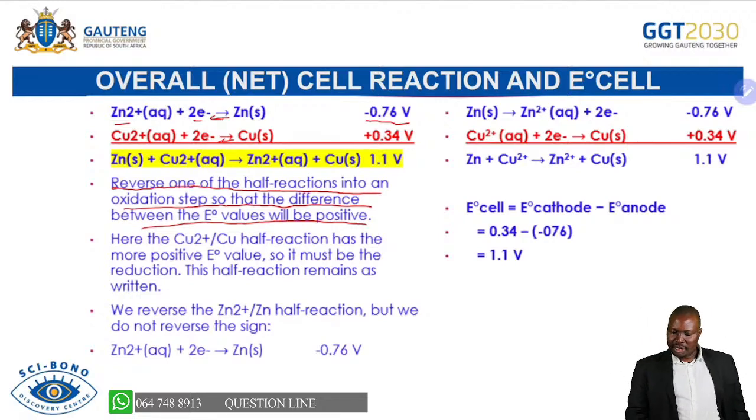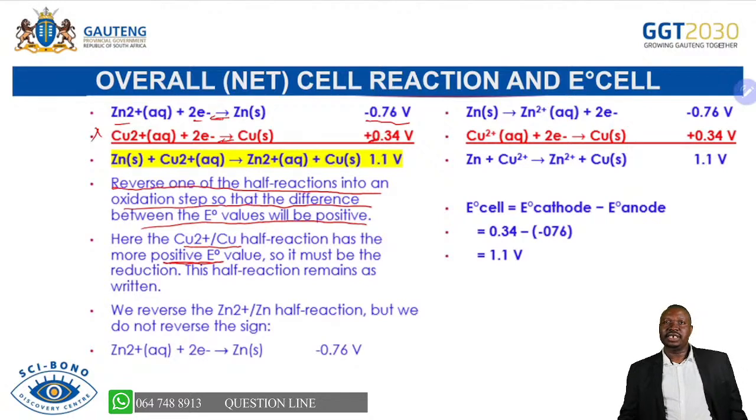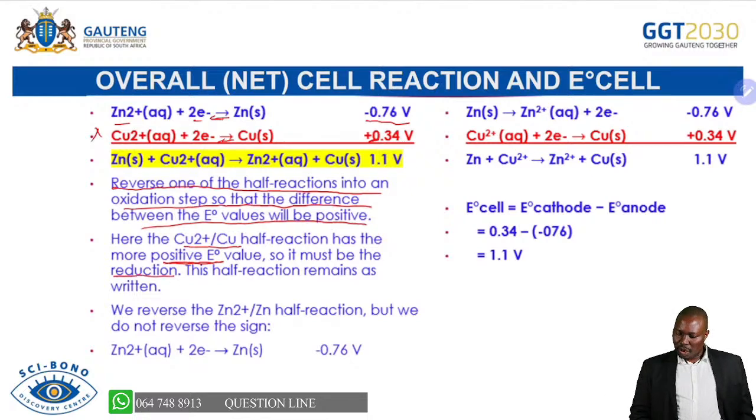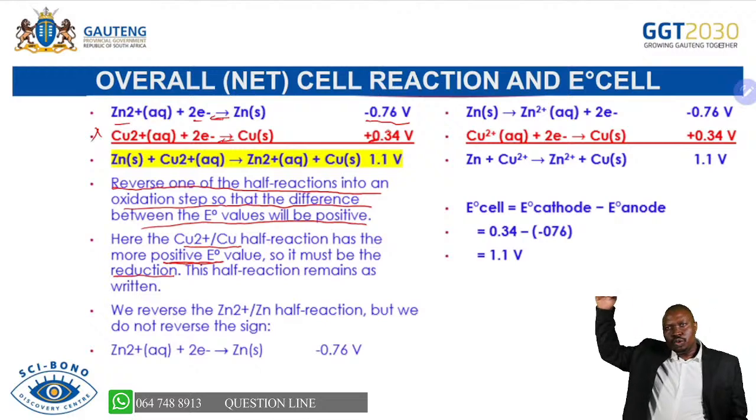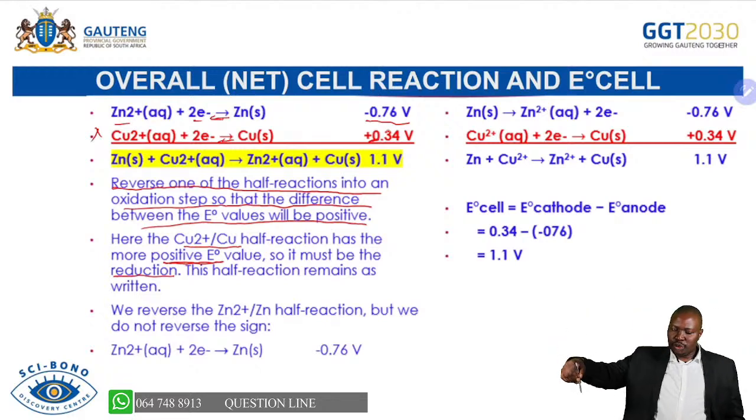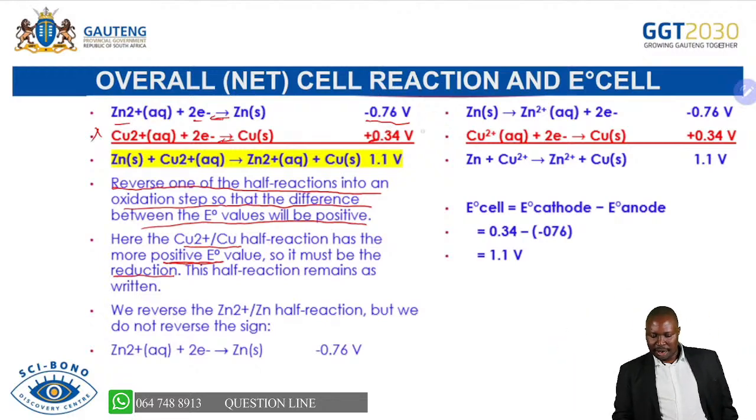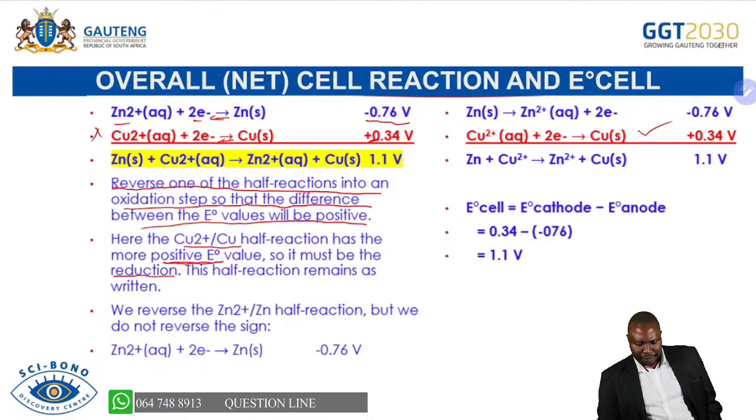Look here, we're saying the copper 2 plus copper cell has the more positive standard reduction potential. You can see it's more positive, it's 0.34. So it must be reduction. So it wins because it must be reduction, because it has a higher standard reduction potential. It has a higher ability to undergo reduction, or higher ability to gain electrons. Hence, this one is going to remain like this with one arrow now, and then you are able to say this is a reduction half cell.